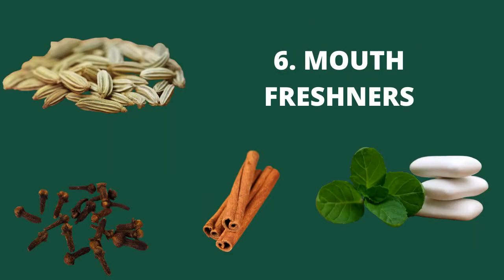Now, to mask temporary bad breath, you could use mouth fresheners. Say you've eaten something with a pungent smell and you want to mask that. So you could do the following. One is you could chew gum, or you could chew on cinnamon sticks, or just a couple of cloves, or even fennel seeds. Now try and avoid chewing on the sugar-coated fennel seeds. Try and use just the plain fennel seeds, and this will leave you with a nice fresh breath.